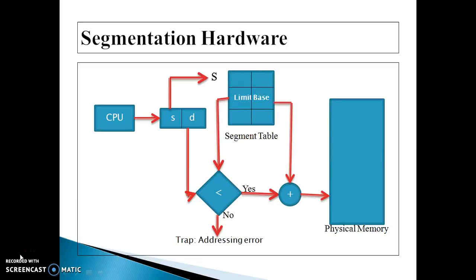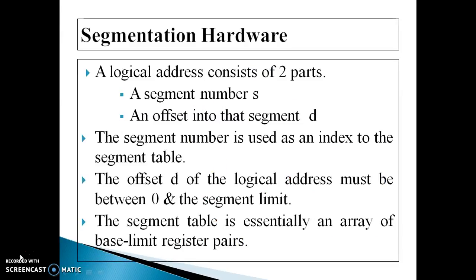This is an example of segmentation hardware. From this diagram, the logical address consists of two parts, a segment number S and an offset into that segment D. The segment number is used as an index to the segment table. The offset D of the logical address must be between 0 and the segment limit. The segment table is essentially an array of base limit register pairs.